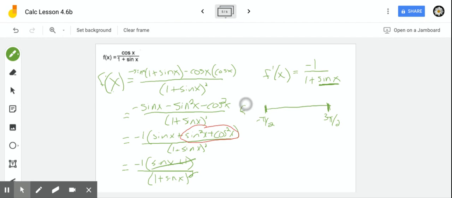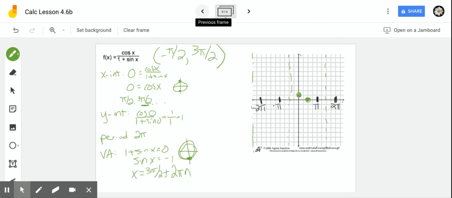Now, we can still plug into the first derivative and just see what's happening. If we plug in 0, we get a negative divided by a positive, so it's negative. What this tells us is that our function is decreasing on this entire interval. Okay, so our function is always decreasing, and I'm going to jot that down over here. Always decreasing.